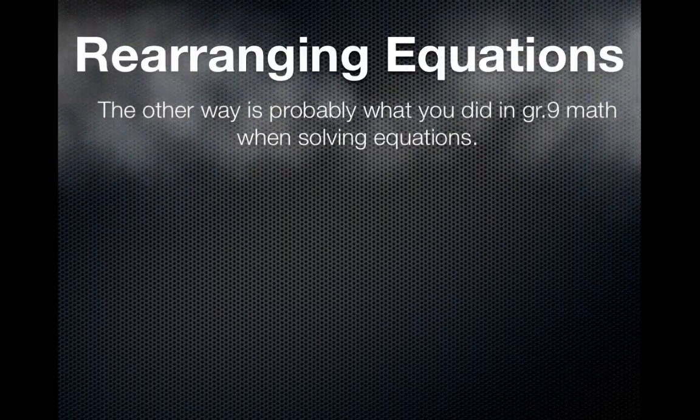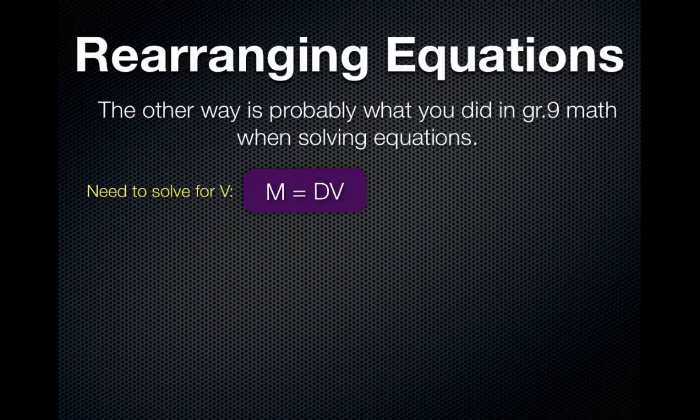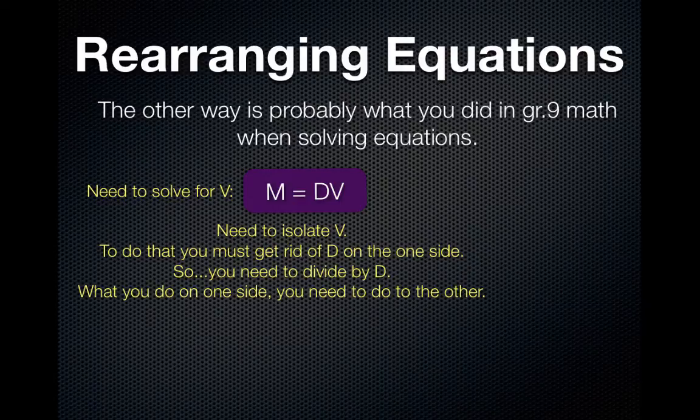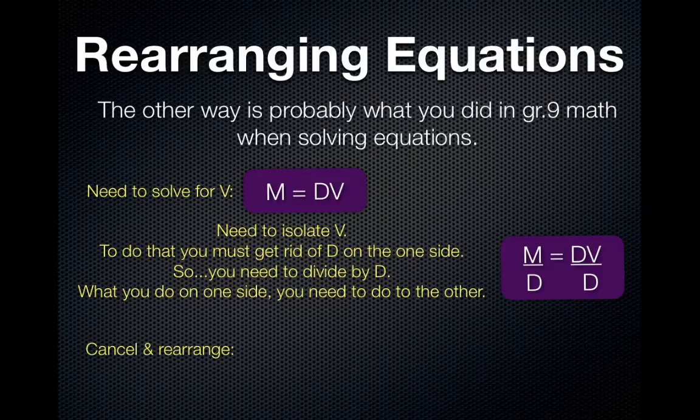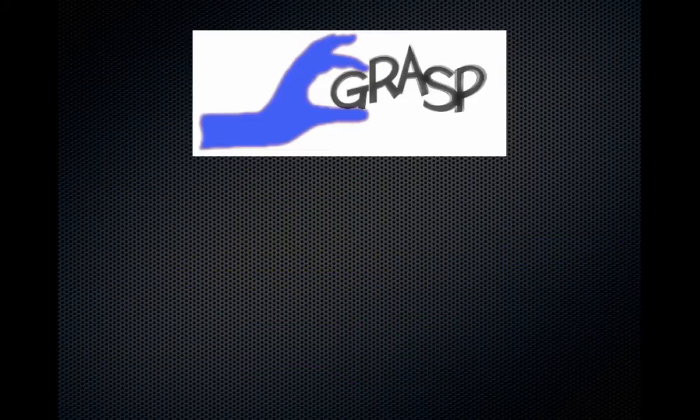The other way is probably what you did in grade 9 math when solving equations, or what you will be doing in grade 9 math. You need to solve for v. If you have m equals D times v, you need to isolate v, and to do that you must get rid of D on one side. So you need to divide by D, and what you do on one side you need to do to the other. Then you cancel and rearrange. And there you have v equals m over D.